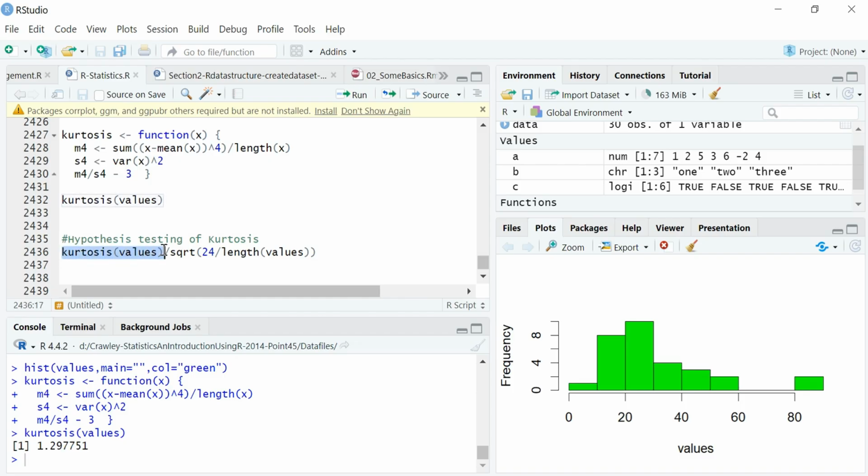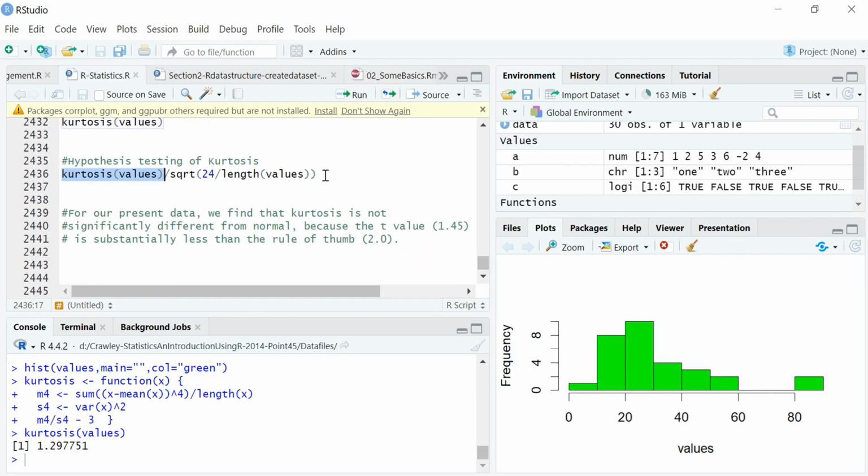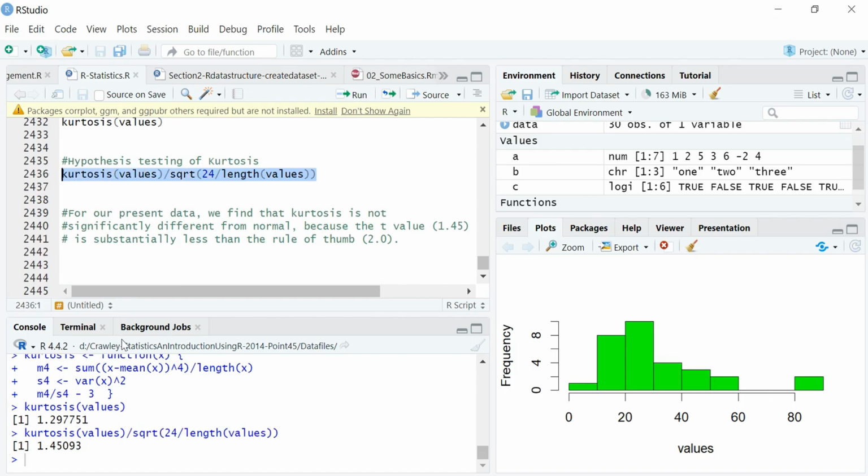Then we test with this point estimate. Here, this is the point estimate for the kurtosis, divided by the square root of 24 divided by n, where n is the length of the data. So the square root of 24 divided by the sample size is the denominator. So the kurtosis divided by this part, this statistic will follow a t-distribution. So we just run it. This result is about 1.45.